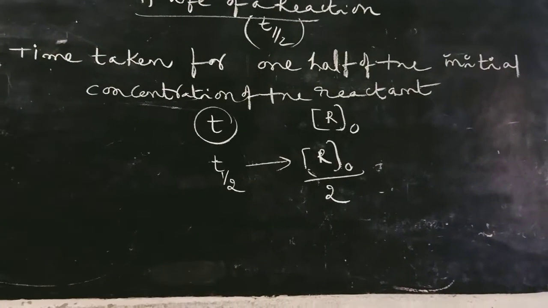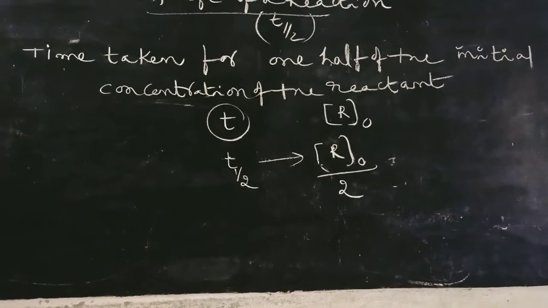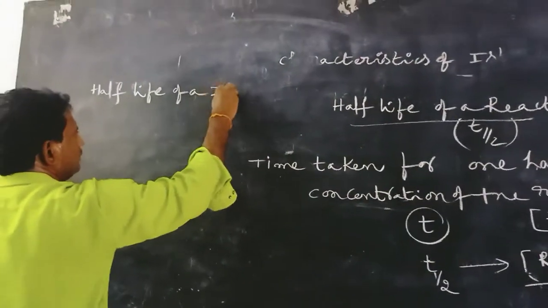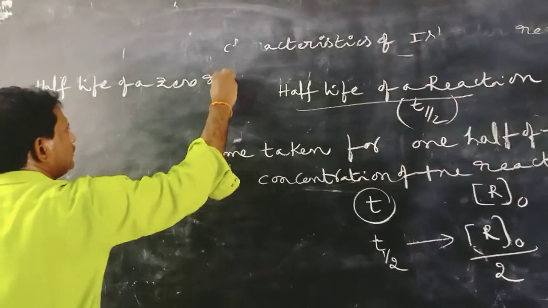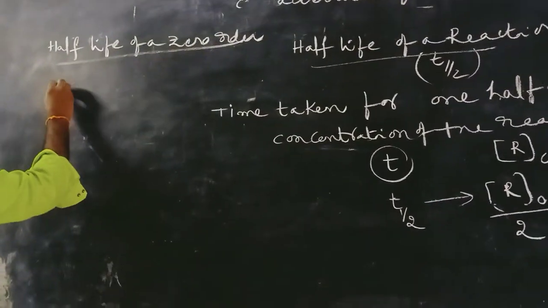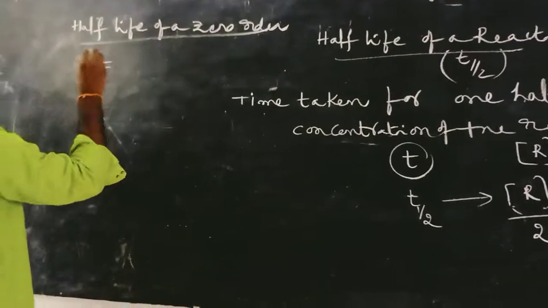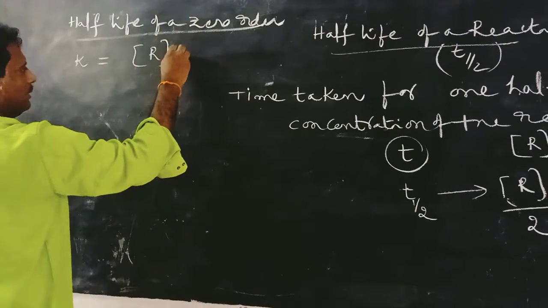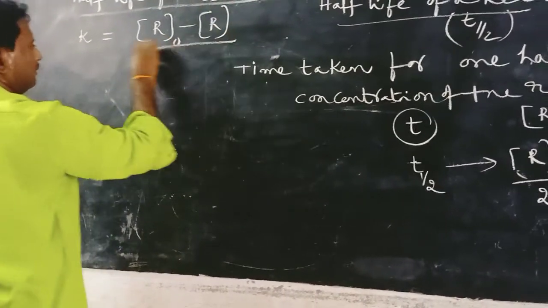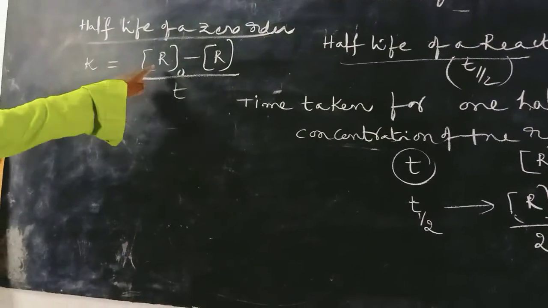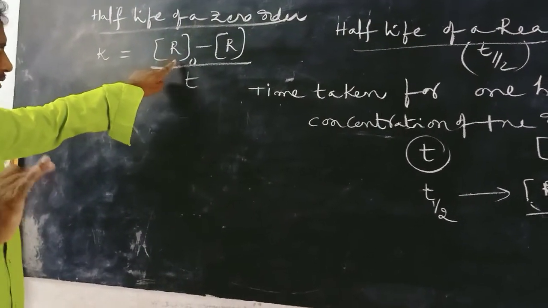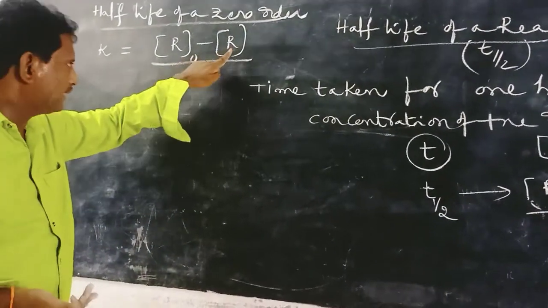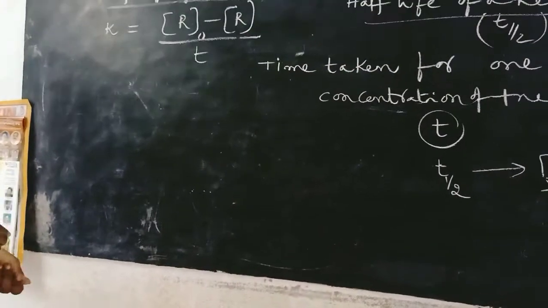Now we derive the equation for the half-life of a zero order reaction. We know that the rate constant for a zero order reaction is k = ([R]₀ - [R])/t. [R]₀ represents the initial concentration of the reactant, [R] represents the concentration of the reactant after time t, and t means time in seconds.